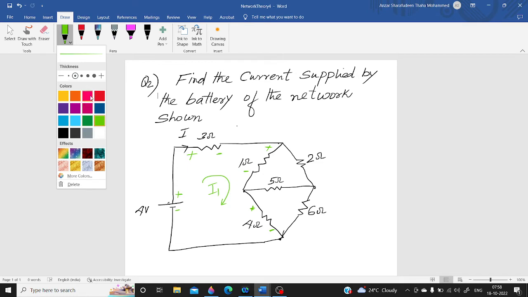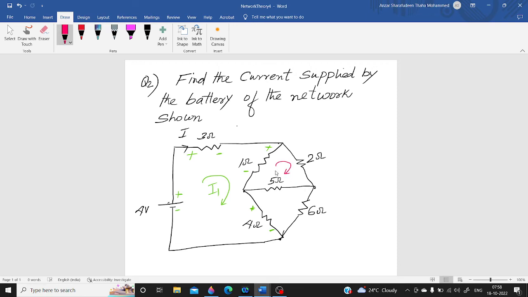Now let us consider the second mesh. I am considering the current in this direction, say this is I2. Now let me start from this point. The current is flowing in the clockwise direction, so there is a decrease in potential like this, plus and minus. So for this 1 ohm resistor, considering I2, the potential is plus and minus. So the polarity with I2 is done.